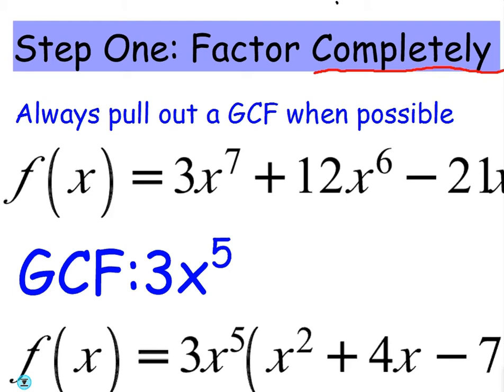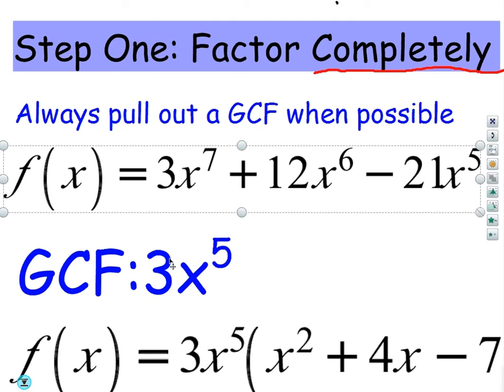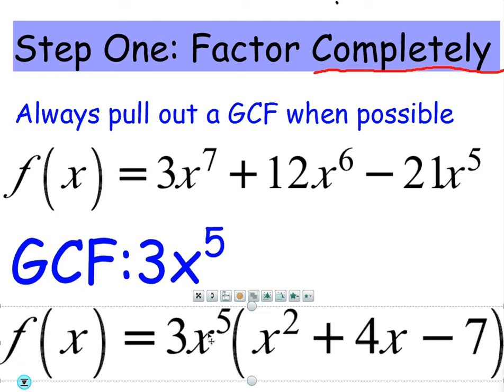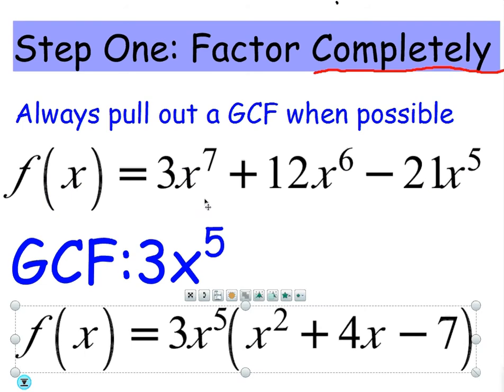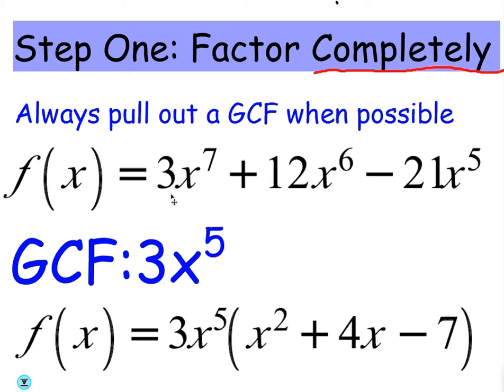So always pull out a GCF when possible. For this one, we're going to pull out a 3x to the 5th. Now, how does that work? Well, how many times does 3x to the 5th go into 3x to the 7th? You'd have to multiply by x squared to get 3x to the 7th. The two powers would add to give you the 7. And then how many times does 3x to the 5th go into 12x to the 6th? Well, 3 goes into 12 4 times, and x to the 5th times x would give you x to the 6th, so it's 4x.